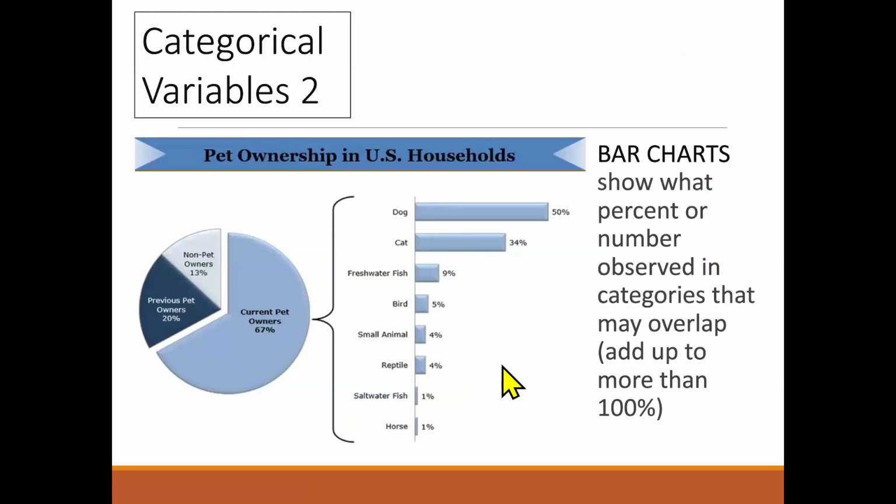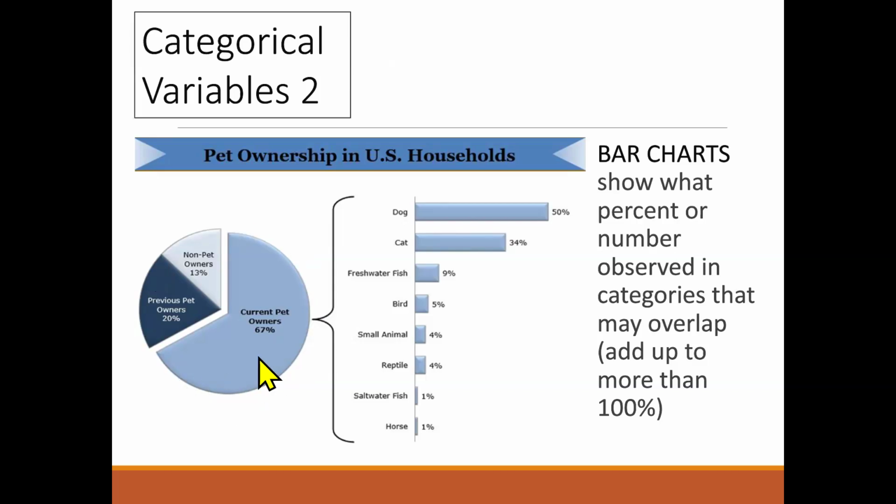And people could answer more than one answer. So they could say, oh, I have a dog and I have a cat. That's going to give us percentages that add up to more than 100%. Right? We can't use a pie chart for that. They have to be things that are the only things that are possible out of the question that we asked.